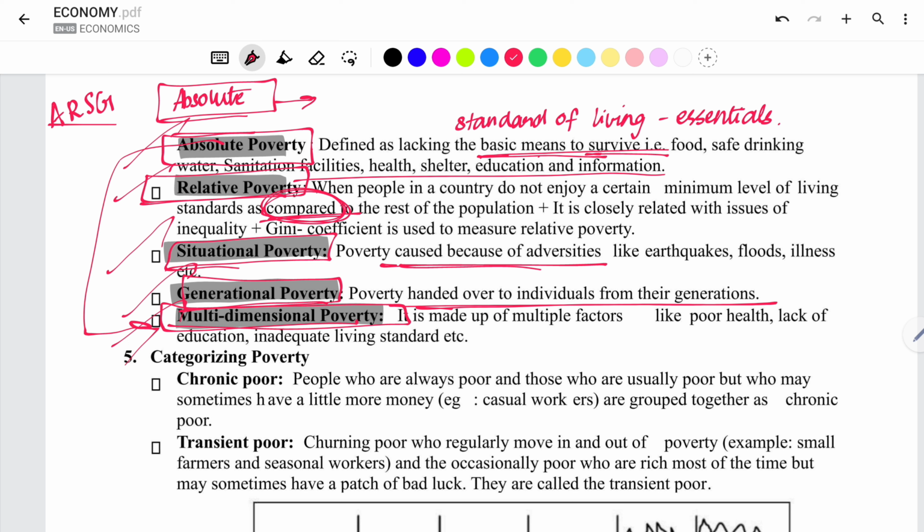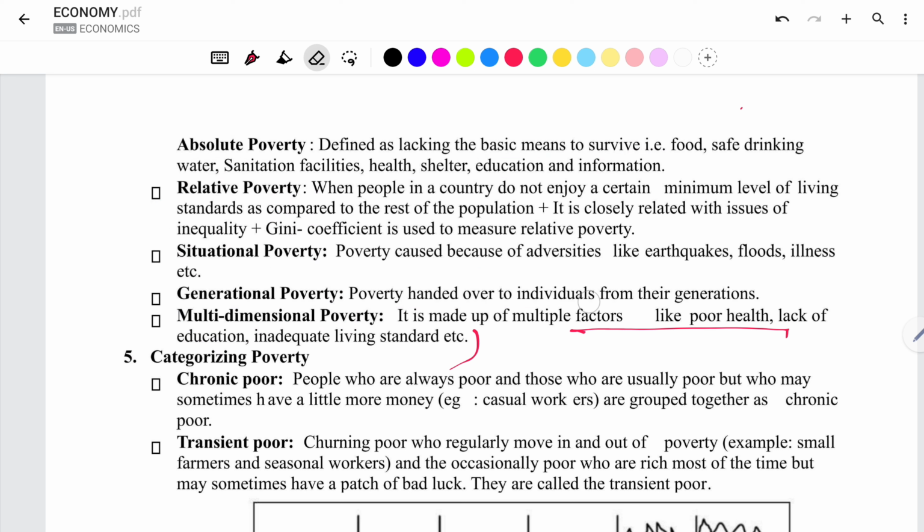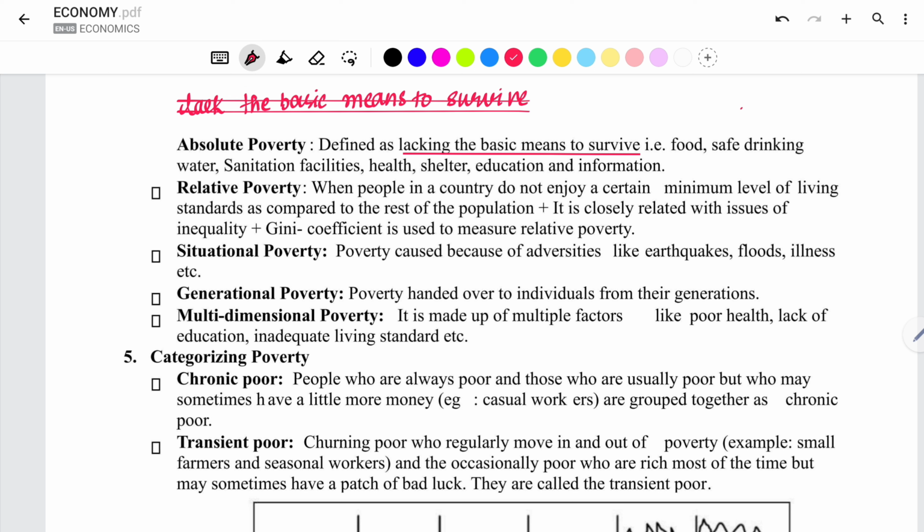The conditions for absolute poverty and multidimensional poverty are more or less similar, right? So the types of poverty are absolute, relative, situational, generational and multidimensional, which are the classifications of poverty. In absolute poverty, as we have already said, they lack the basic means to survive. Lacking the basic means to survive is what absolute poverty is.